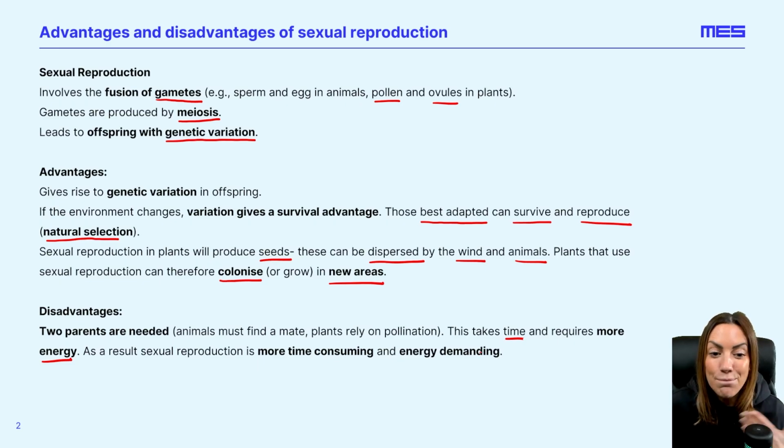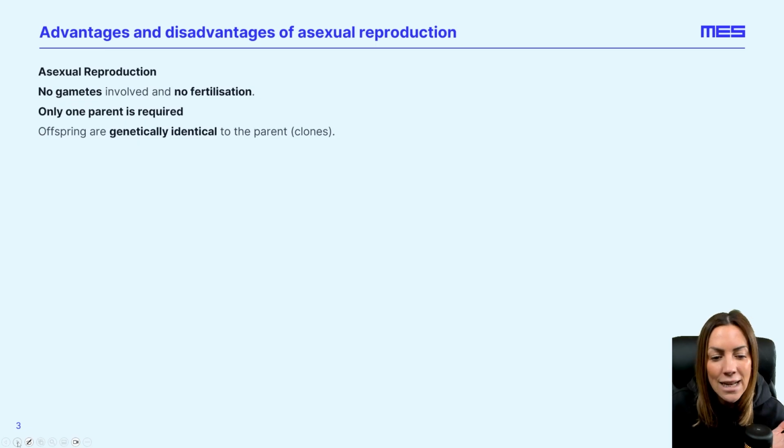So to summarize, big advantage: introduces genetic variation, increases survival chances, but disadvantages: it's more time consuming and it does require more energy. Let's compare sexual reproduction to asexual reproduction then. And again, we'll just quickly recap what asexual reproduction is.